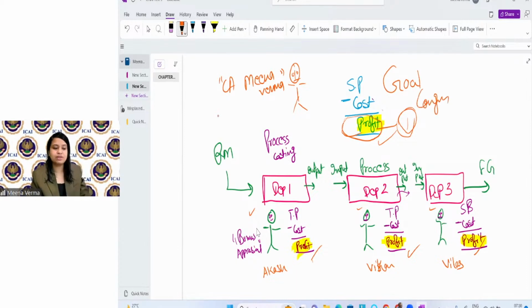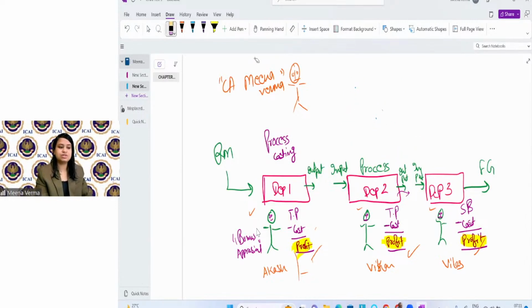Otherwise, what will happen? They keep on just watching, or they are just interested in the profitability of only their respective department. This may affect the profitability of the entire organization. So first preference should be the profitability of the entire organization, then the profitability of their respective department. This is known as goal congruence. All right. Okay.